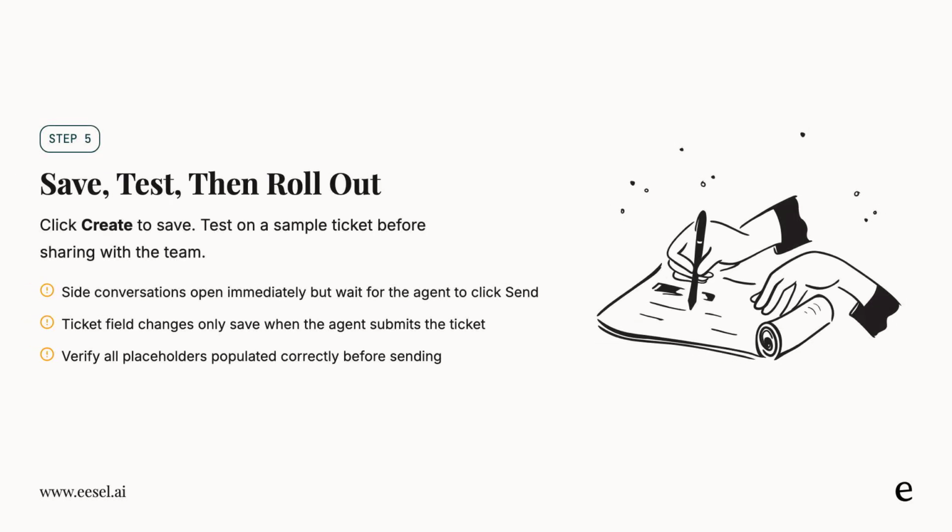Before you roll it out, test it on a real sample ticket. 2 things to keep in mind. The side conversation opens immediately when the macro is applied, but it is not sent until the agent clicks Send, and any ticket field changes only save after the agent submits the ticket.